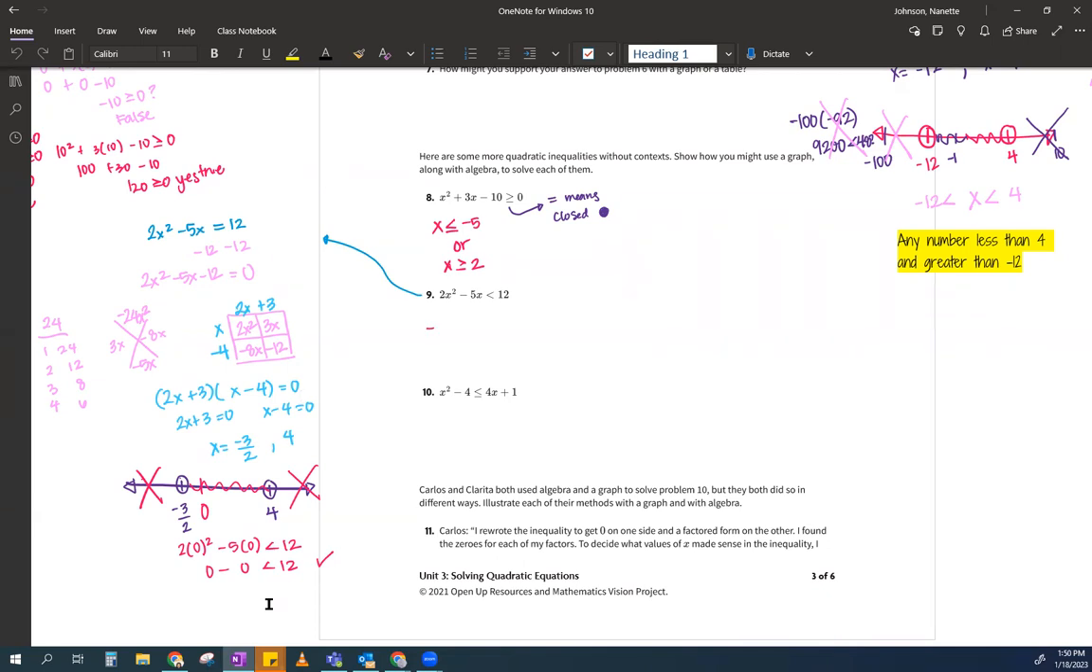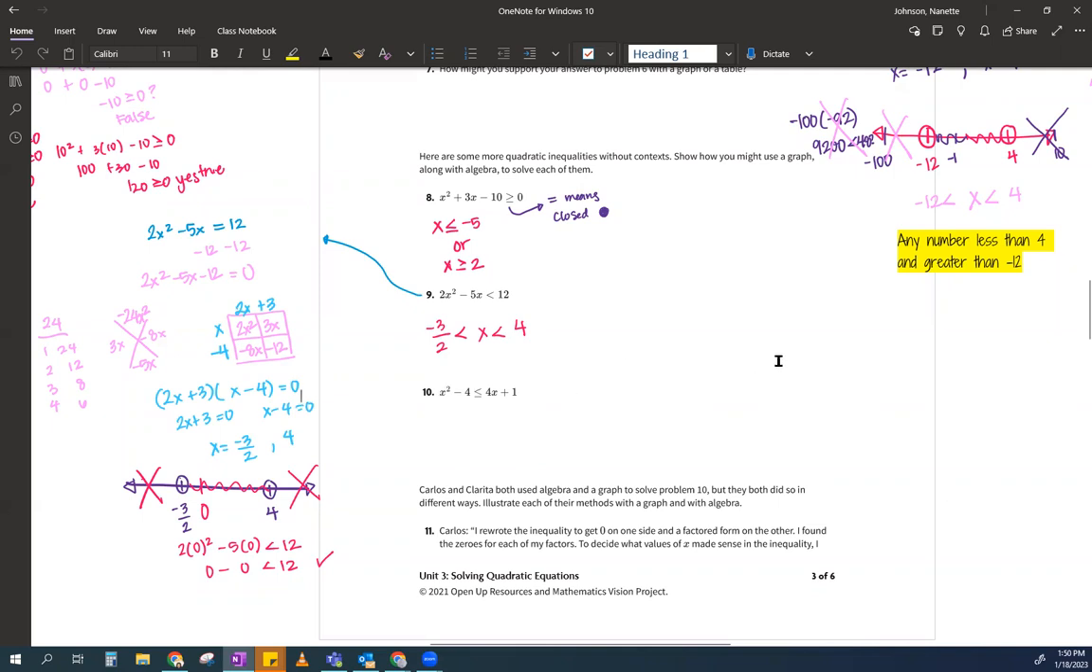-3/2, x, and 4, and then these less than symbols. So -3/2, I put an x, I put a 4, and then I put these less than symbols. The way we read this in English is inside out. So x is less than 4 and greater than -3/2.